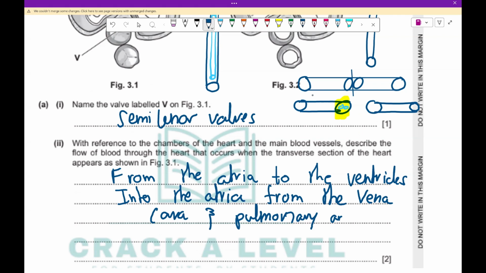Wait, no, pulmonary vein. What am I saying? It's coming from the lungs.